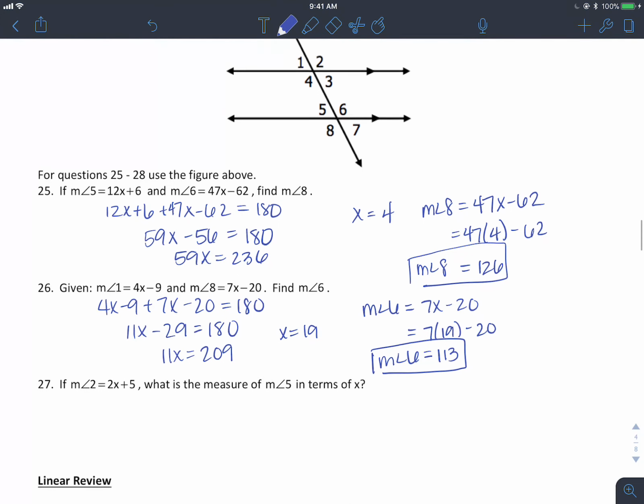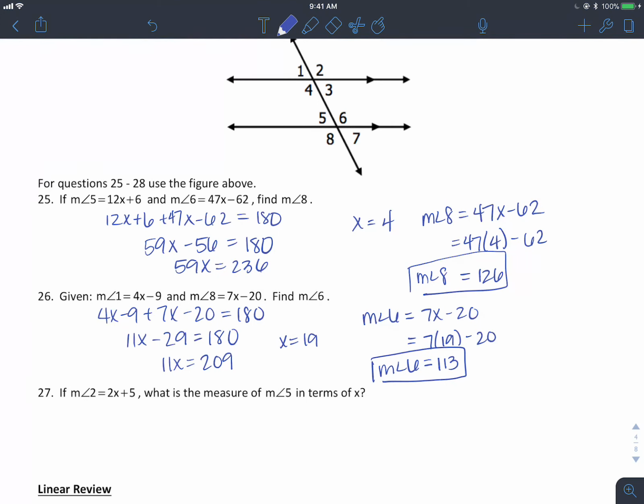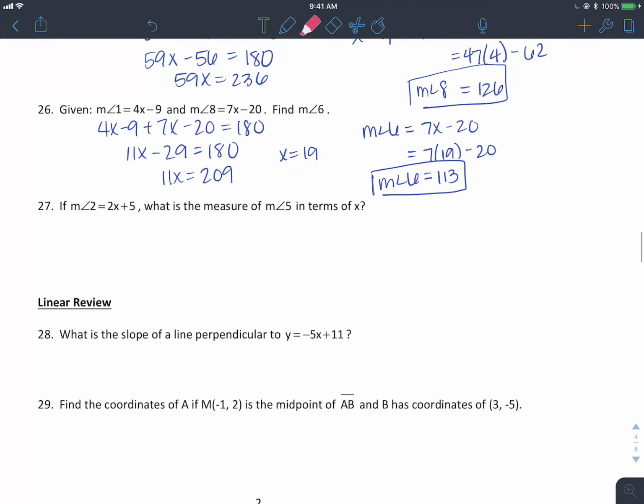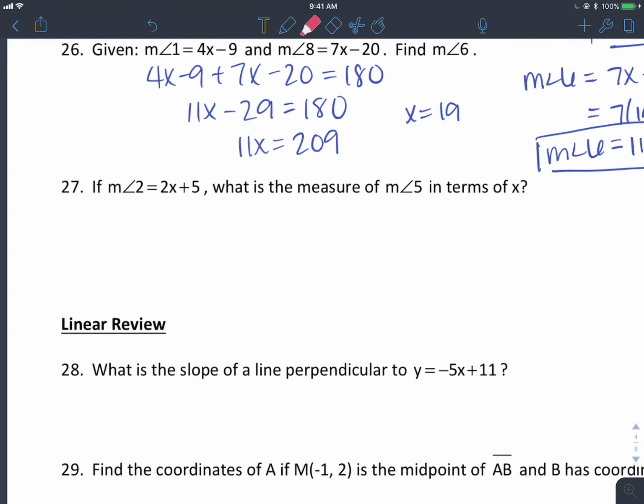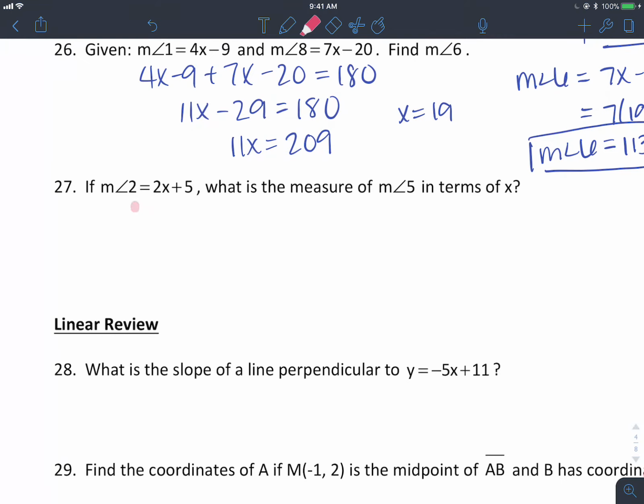All right, number 27 is the one that we did together in class. I'm going to use that picture up top real quick. We're talking about angle 2 and angle 5. Angle 2 and angle 5 in that picture are supplementary. That is going to be the basis of how we set this one up. So angle 2 plus angle 5 is equal to 180.